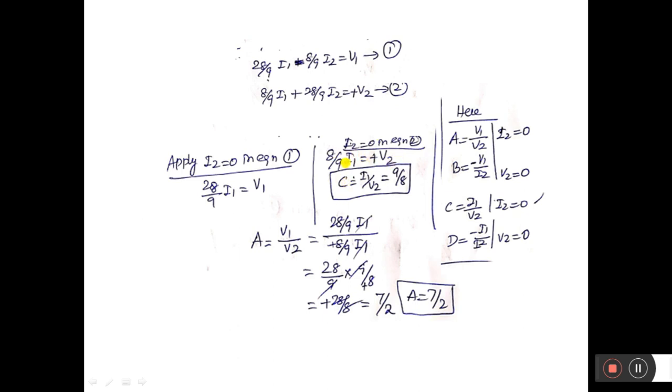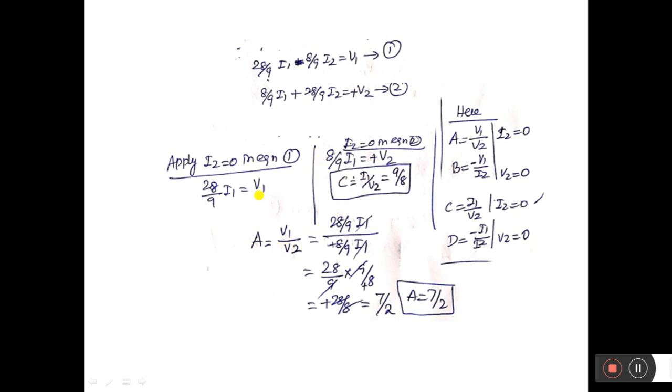See, is there any relation between I1 and V2? I1 by V2 is the C parameter. So now I1 by V2 becomes C, that is 9 by 8. Next, the A parameter is V1 by V2. So when you solve a problem, first you write this terminology, then find how to relate it from the equation. Then you directly get the answer.